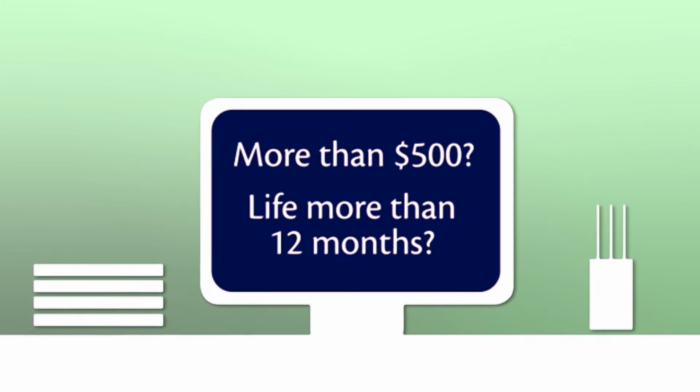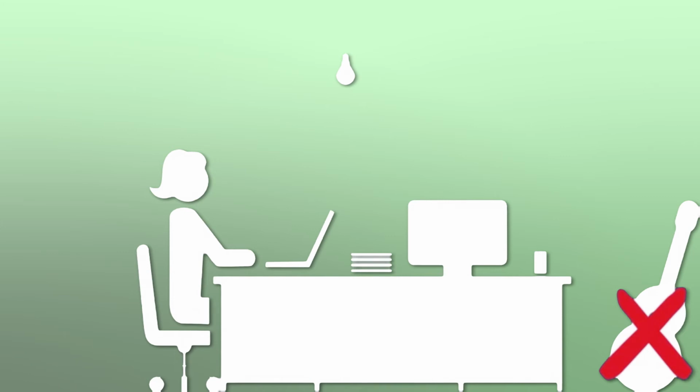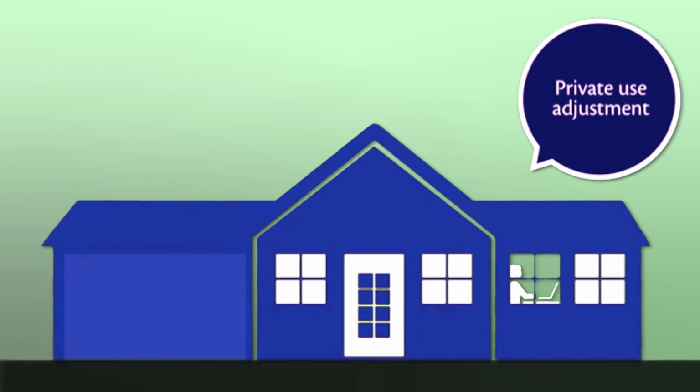Revenue expenses can be deducted from your gross income provided the expense relates to your business. Private expenses are not deductible. If the expense is partly business and partly private, you need to make an adjustment to ensure you're only claiming the business percentage. Let's look at an example of private use adjustment.